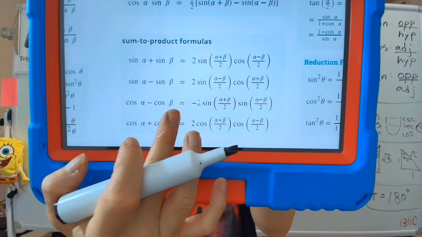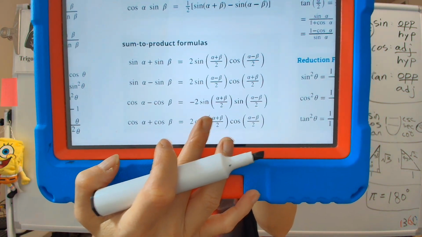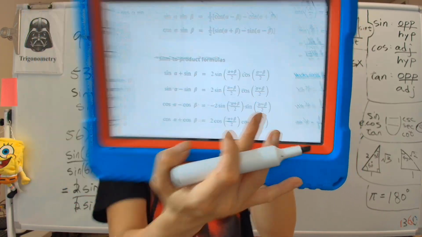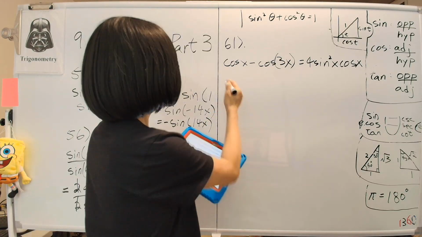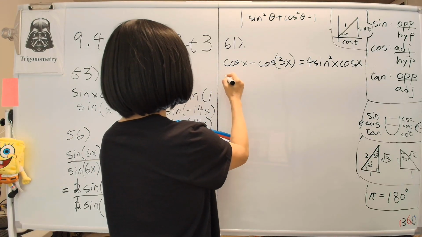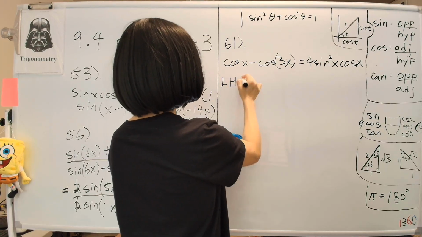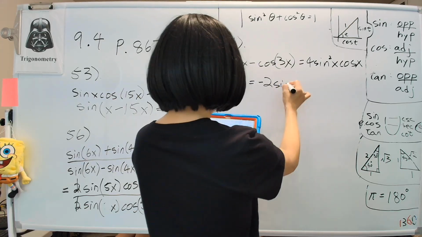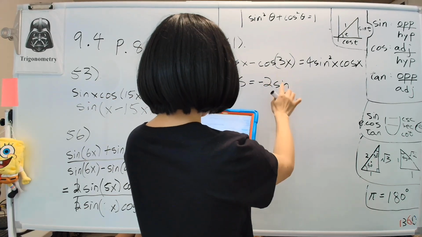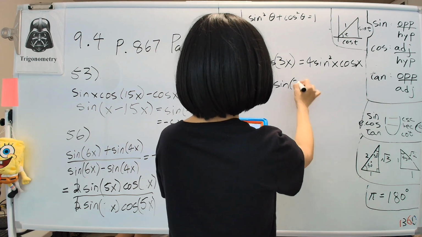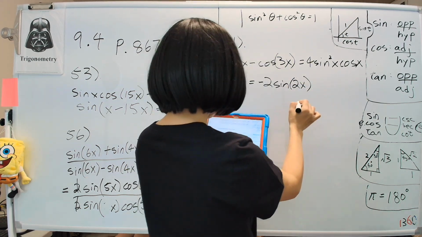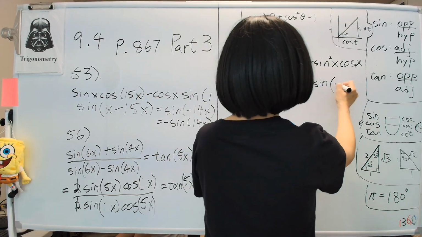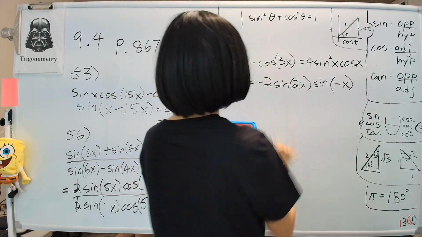So cosine alpha minus cosine beta equals minus 2 sine of the sum divided by 2, and then sine of the difference divided by 2. So let's follow that formula. The left-hand side equals minus 2 sine of the sum, alpha plus beta, divided by 2. So that is 2x over 2, times sine of the difference divided by 2, the difference is x minus 3x over 2. That's minus x. All right, so that is just the left-hand side.